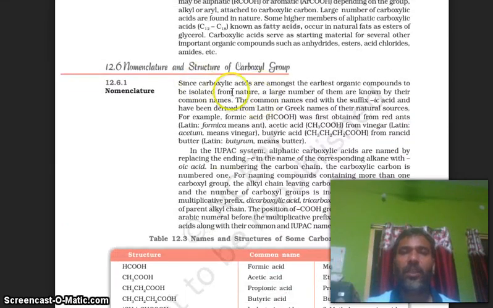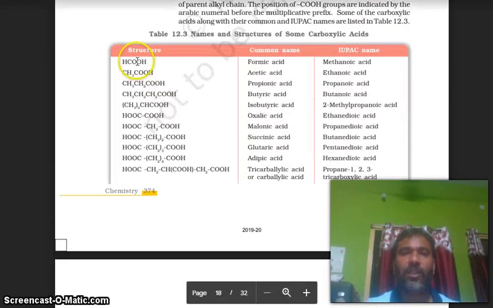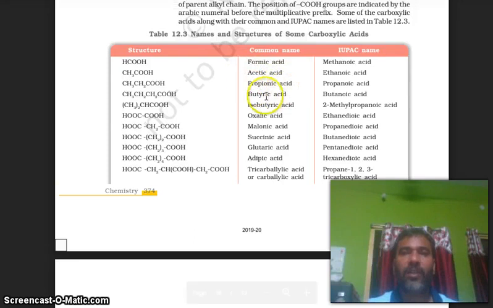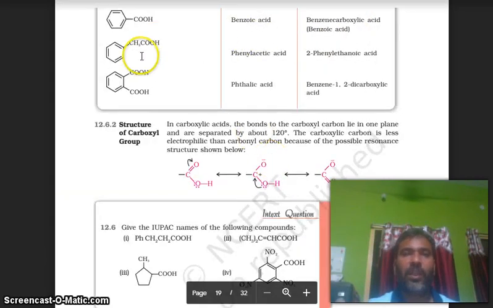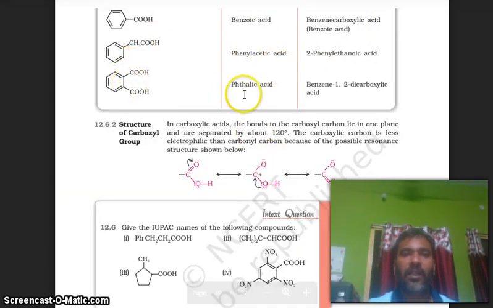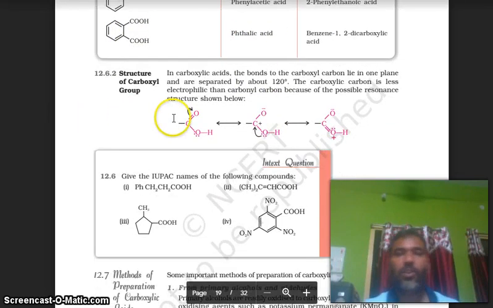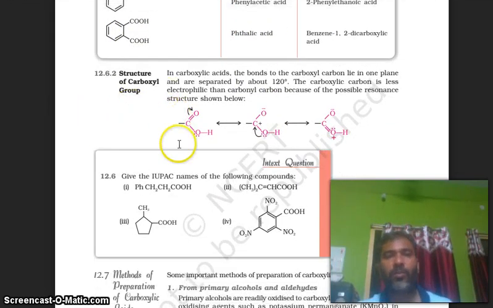Carboxylic acid, nomenclature and structure of carboxylic acids. You see formic acid, acetic acid, propanoic acid, butyric acid, isobutyric acid, oxalic acid, malonic acid, succinic acid, glutaric acid, adipic acid, tricarboxylic acid, and there is the aromatic system also. So benzoic acid, phenylacetic acid, phthalic acid. So the structure of the carboxyl group, you see COOH, sometimes giving these resonance structures.